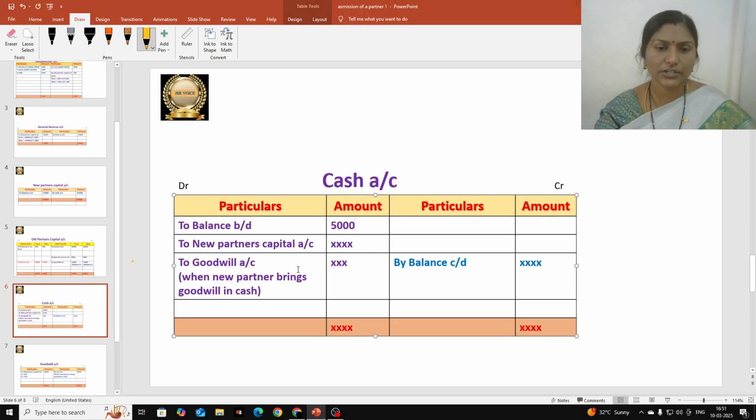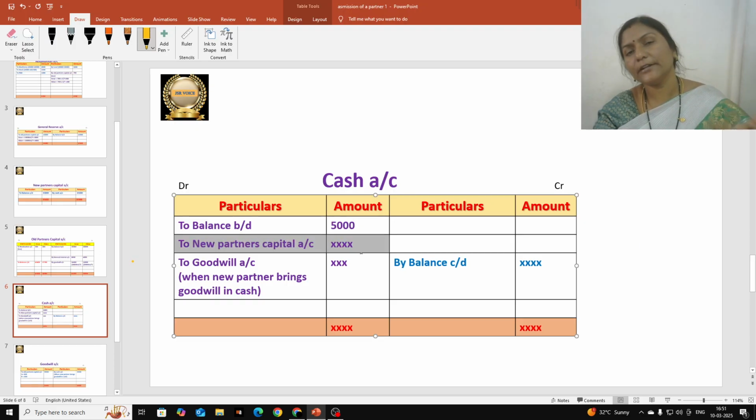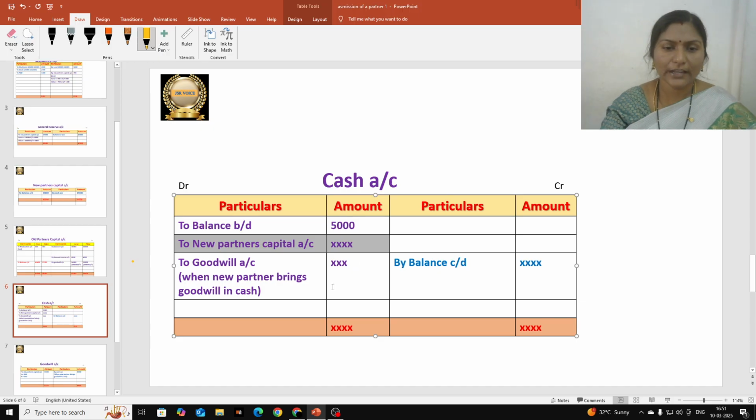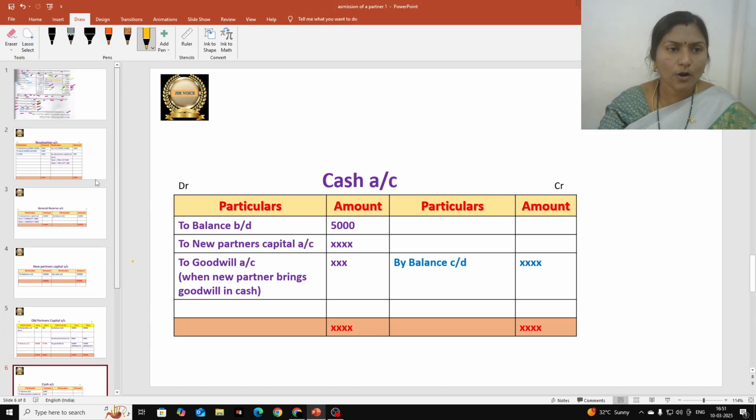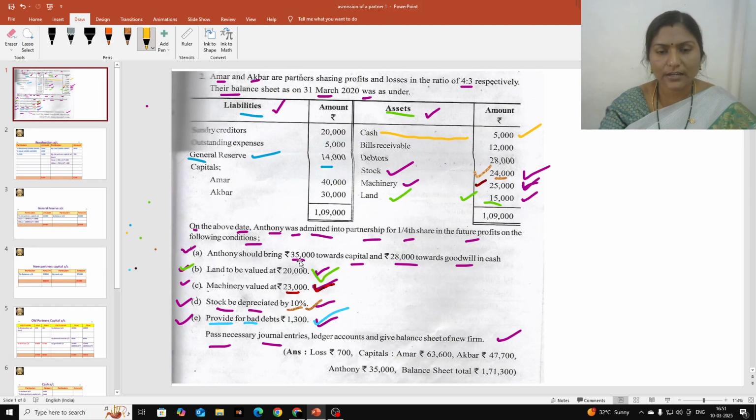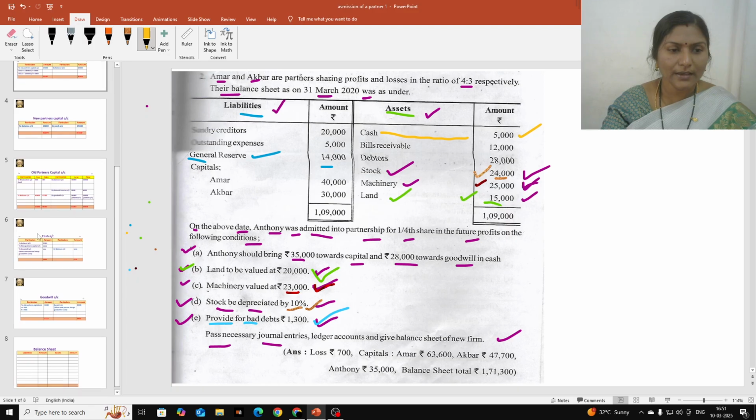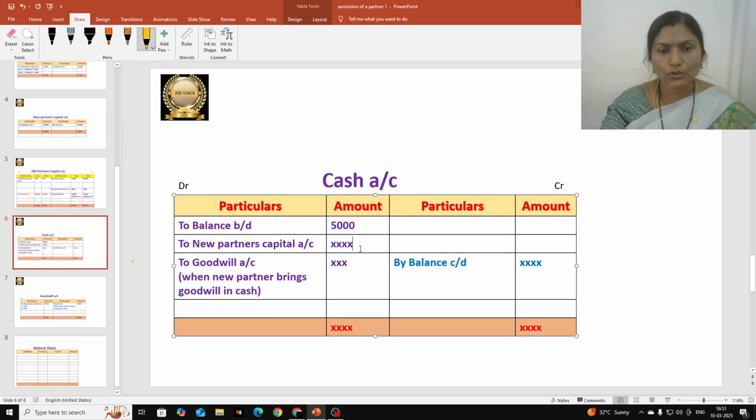Okay, that's finished. Next item is to new partners capital account. So how much capital new partner is going to bring, that should be recorded. Already we know how much capital he is bringing. So you can see here he is bringing 35,000 towards capital. Anthony is a new partner. He is bringing 35,000 as capital and 28,000 as goodwill. Okay, let us take those two here in cash account. To new partners capital account, 35,000 I am writing here because that much capital is bringing.